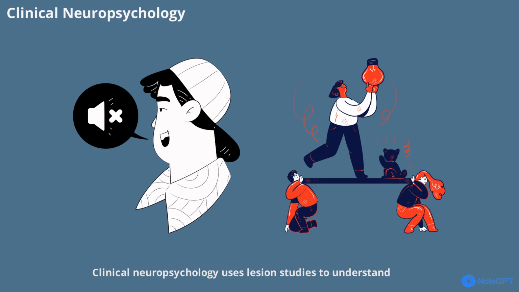Clinical neuropsychology uses lesion studies to understand the specific deficits that arise from brain damage. This knowledge is vital for guiding diagnosis, predicting outcomes, and designing effective rehabilitation strategies. By observing how different types of lesions affect behavior and cognition, clinicians can tailor interventions to each patient's unique needs. The insights gained from these studies not only improve patient care, but also deepen our understanding of how the brain supports everyday functions.